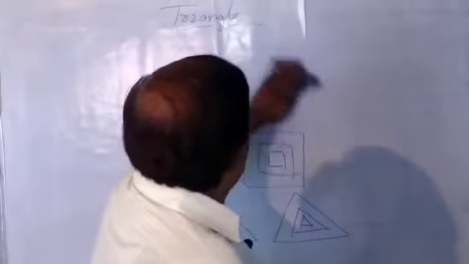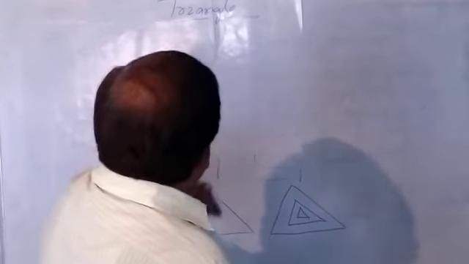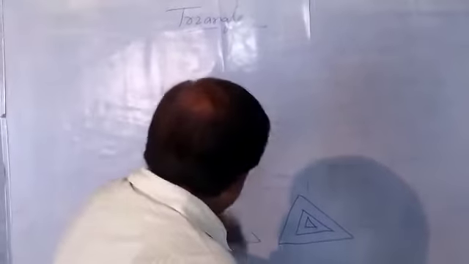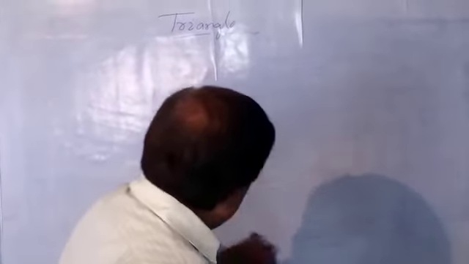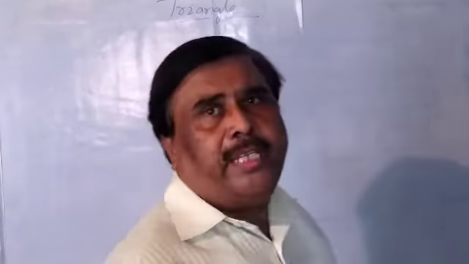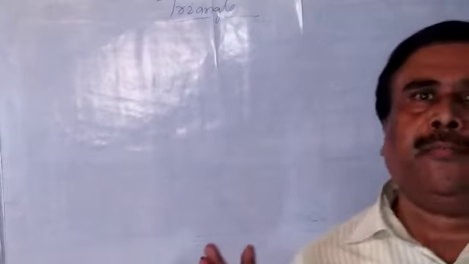It means we can say that all congruent figures are similar, but all similar figures need not be congruent.